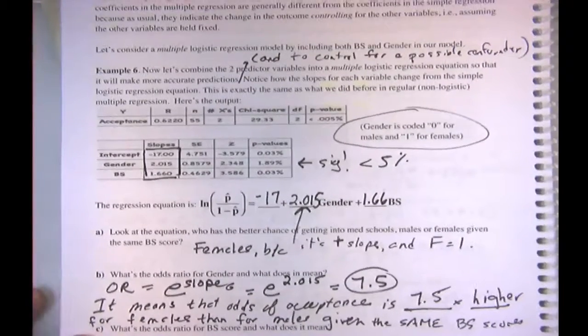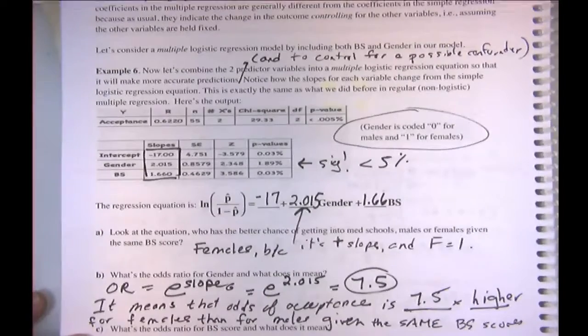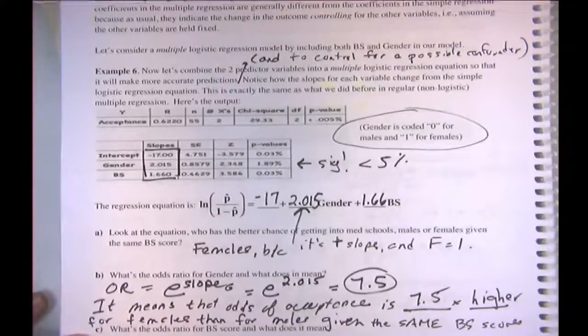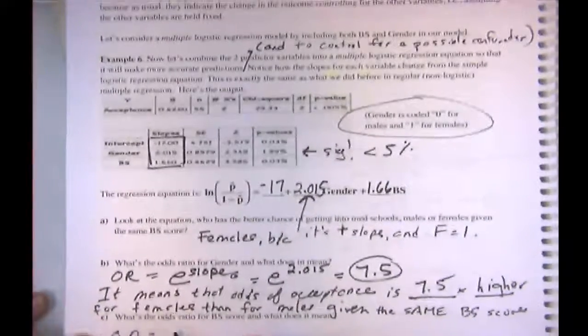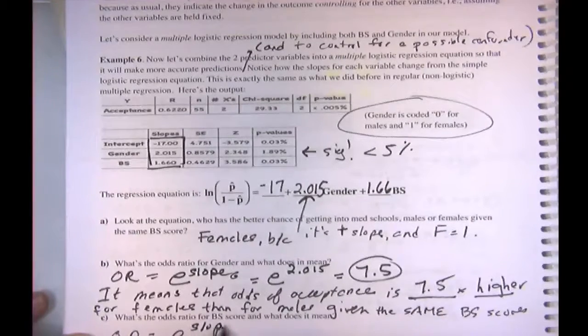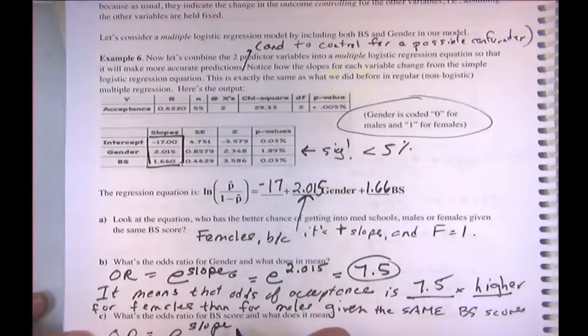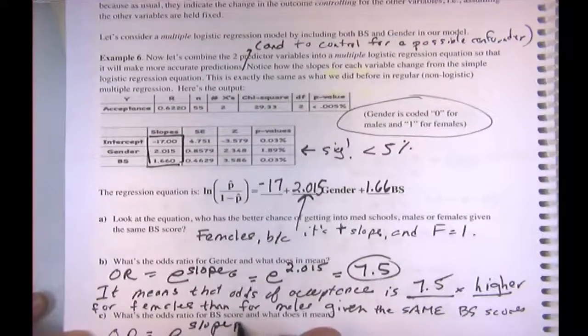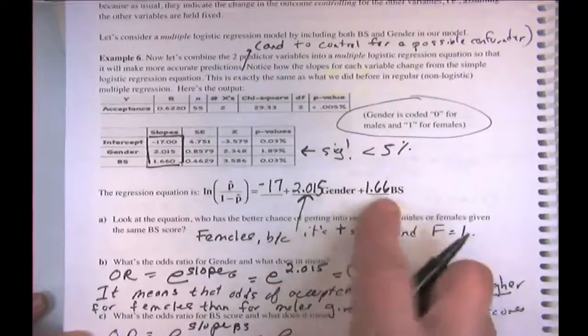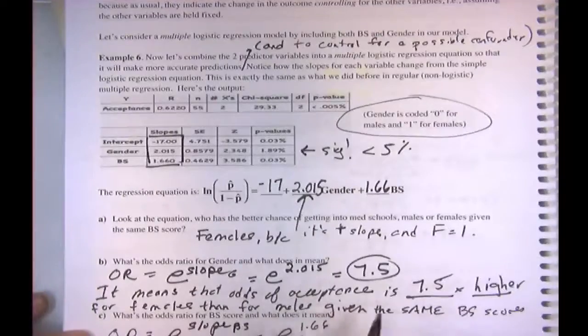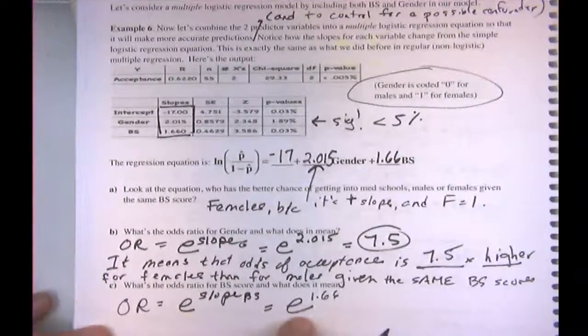All right, so what's the odds ratio for biological score, and what does that mean? Now we have a quantitative variable. We're still going to do e to the slope, but now it's e to the slope for the biological science score. So it's e to the 1.66. That's what that is. And what does this mean?